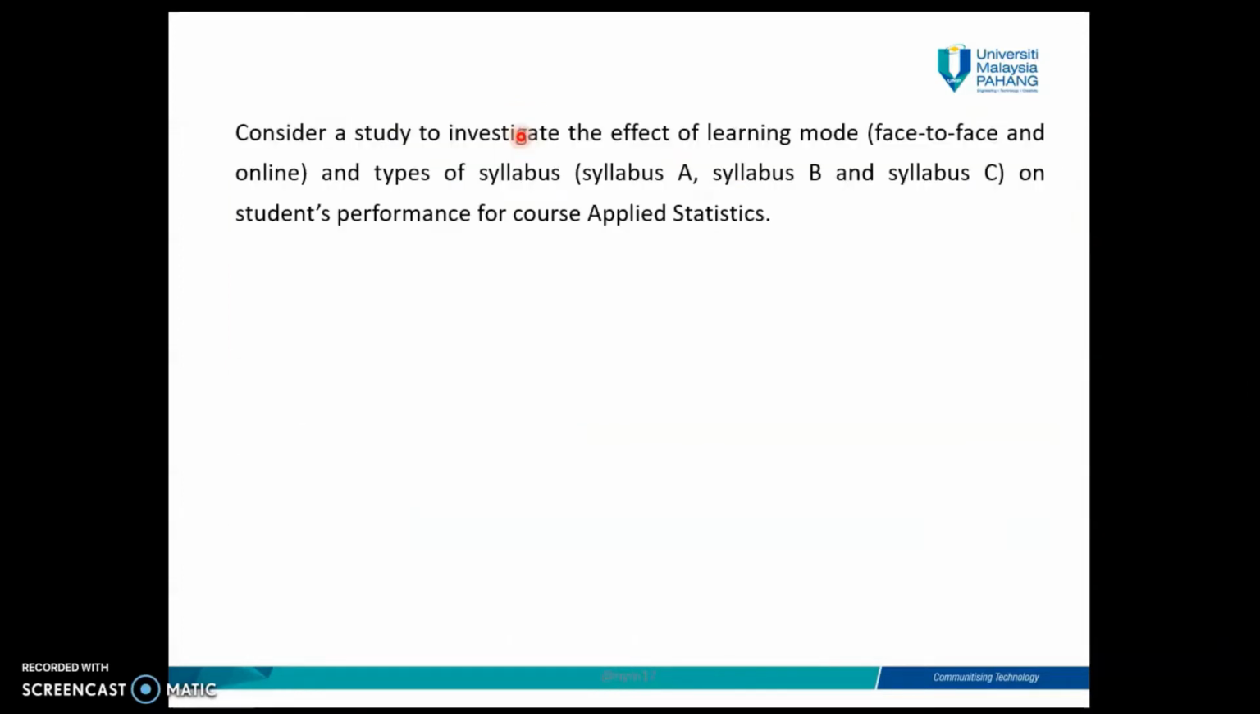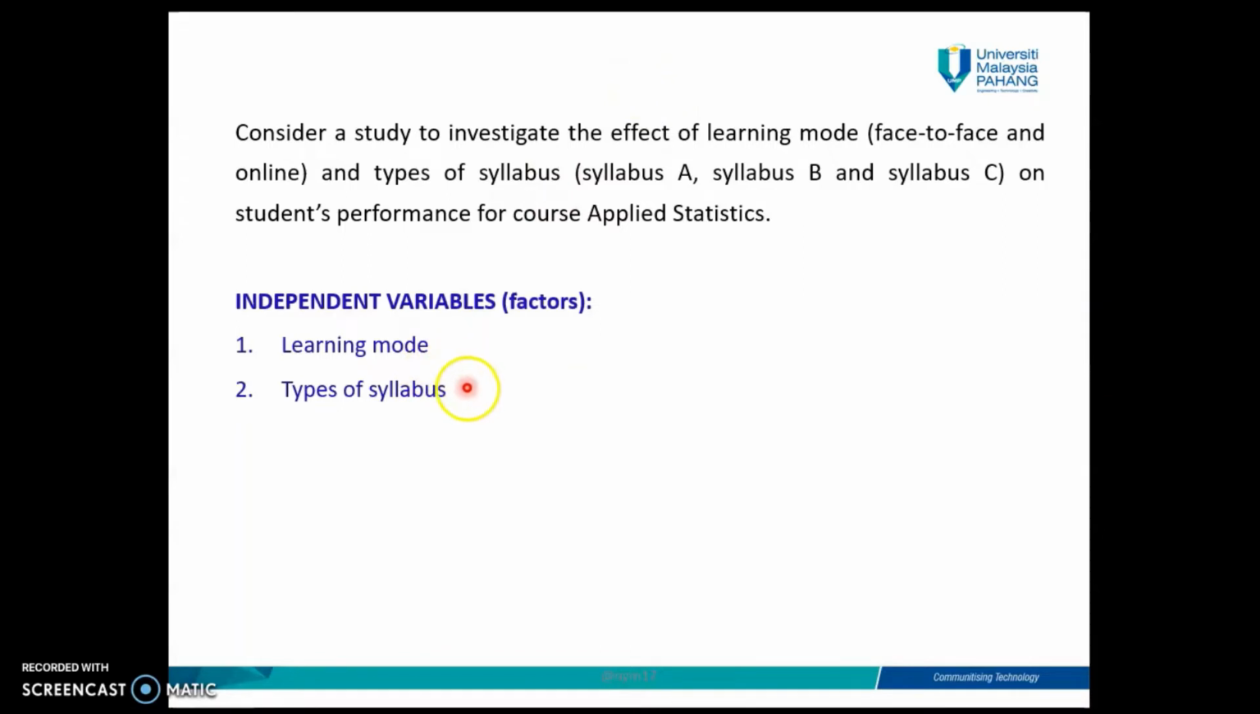Now let's consider a situation in which you have a study to investigate the effects of learning mode. Let's say we have a face-to-face mode or online mode. We want to investigate the effect of learning mode and different types of syllabus on students' performance for the course applied statistics. So let's just say this is the study. In this case, we have 2 independent variables. What are the factors here? Yep, the learning mode and also the types of syllabus.